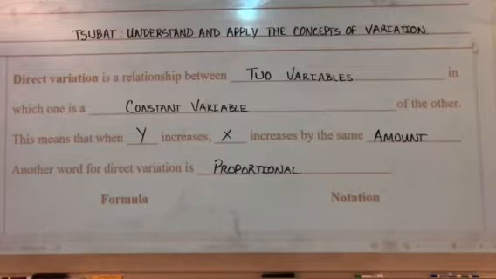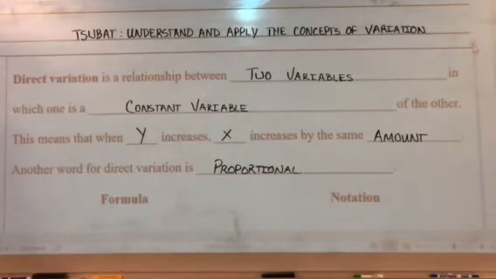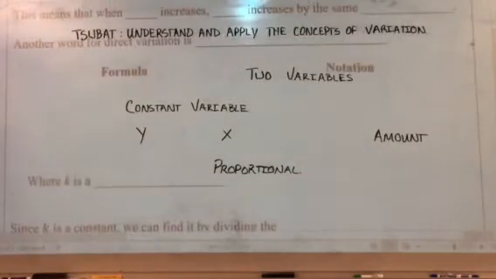Direct variation is the relationship between x and y, and it depends on a constant value k, which we will talk about. There is a formula for direct variation, and it's very simple. We will take a look at that as well as the notation for it.